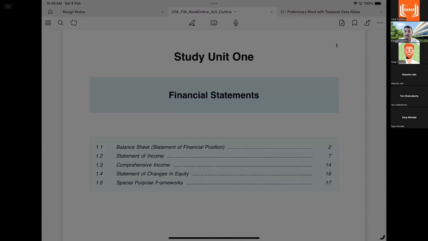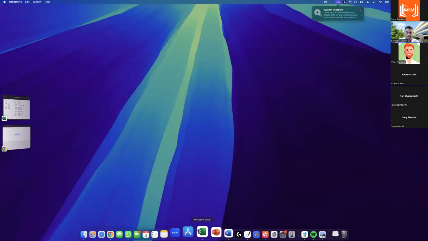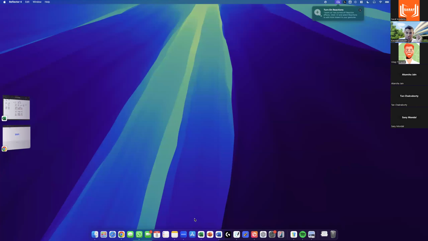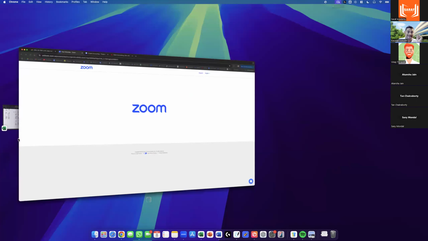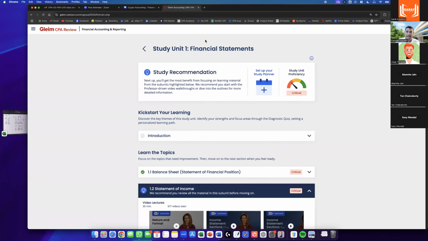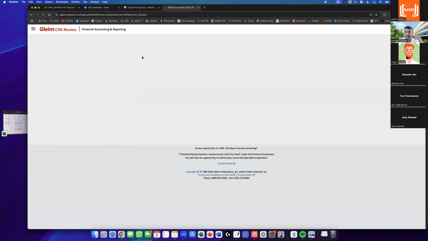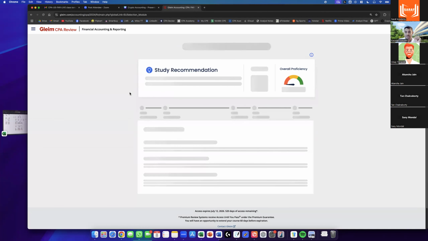special purpose frameworks. So what you would be learning over here, I'm going to show you in a moment, the interface, right? So what you would be seeing, or learning from over here from the client. We would be dividing our entire syllabus into different study units. And how many study units are there in total, sir, and how many study units do we have to study, and all these things, right?